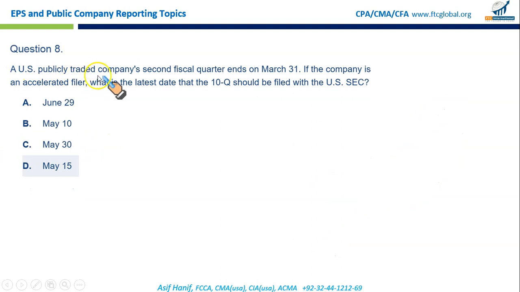A US publicly traded company's second fiscal quarter ends on 31st March. If the company is an accelerated filer, what is the latest date that the 10Q should be filed with US SEC? Remember, for large accelerated and accelerated filers, the 10Q report is due within 40 days of the period end. So if your period is ending on 31st of March, that means the whole of April, 30 days, plus 10 more days, that means 10th May. That means 10th May is the deadline.